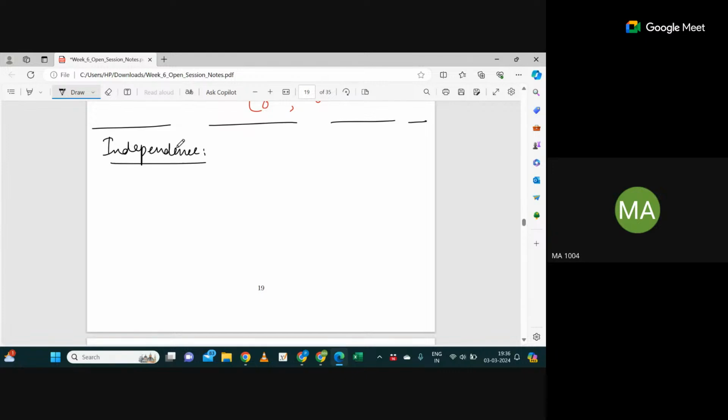Suppose I have two events. Let's talk first in terms of events. I have two events A and B. When will I say these two events are independent? When the product of their marginals is equal to the joint.